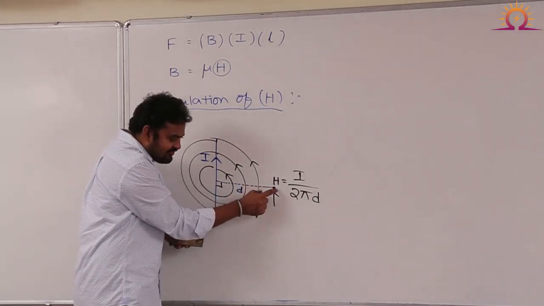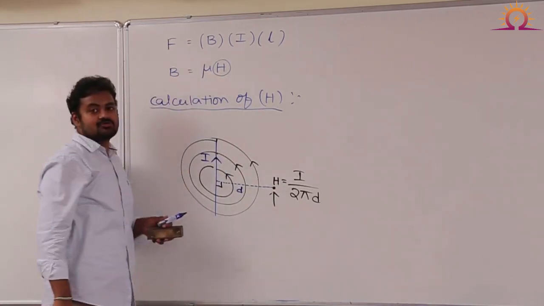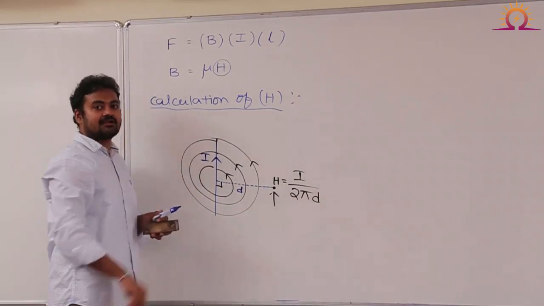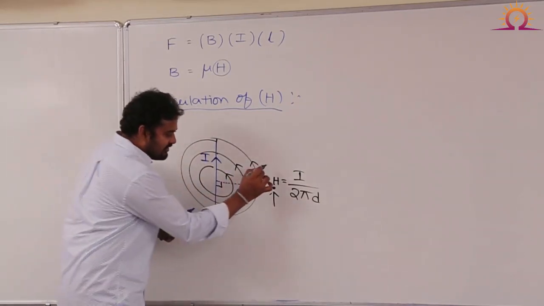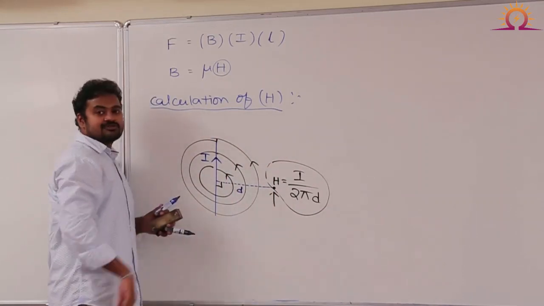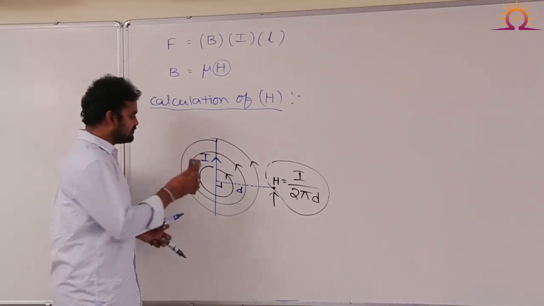So if you know the field intensity H, then we can calculate the magnitude of the force at this particular point if there is any current carrying conductor. Very important, let us use this H value to calculate the force experienced by the current carrying conductor. Let's see.